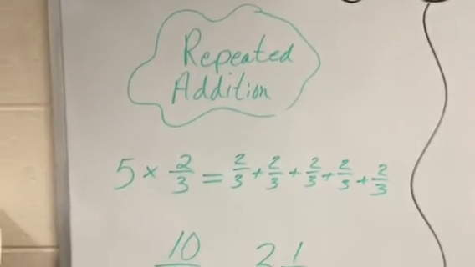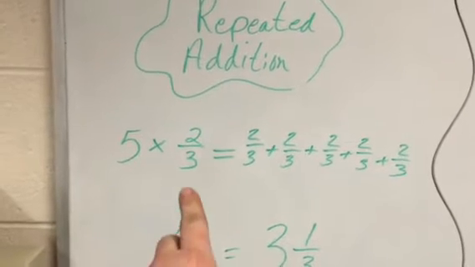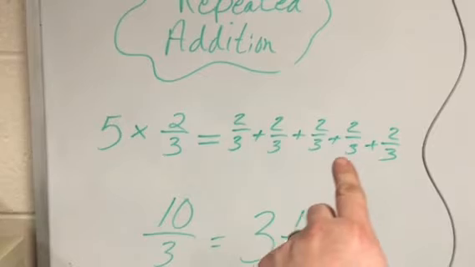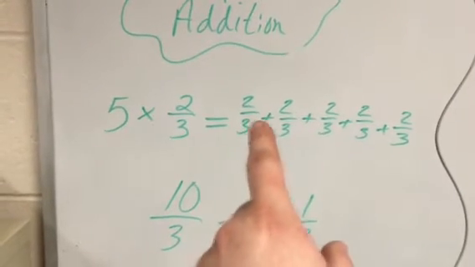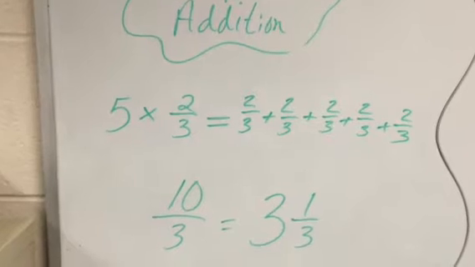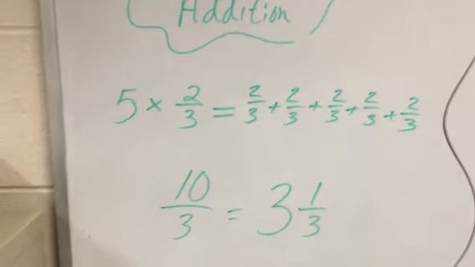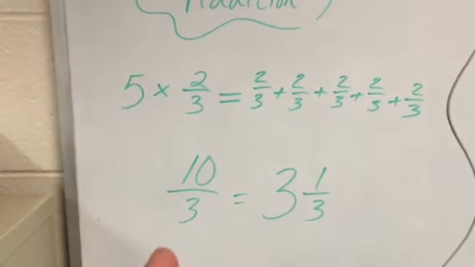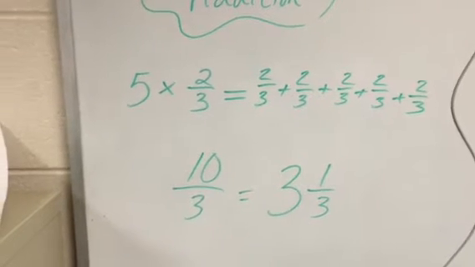If you look at the example, 5 times 2/3. I take 2/3 and I add it 1, 2, 3, 4, 5 times. And I know that I add the numerators, so 2 plus 2 plus 2 plus 2 plus 2 gives me 10. Keep the denominator the same, that's 3. And so then when I convert that to a mixed number, I get an answer of 3 1/3.